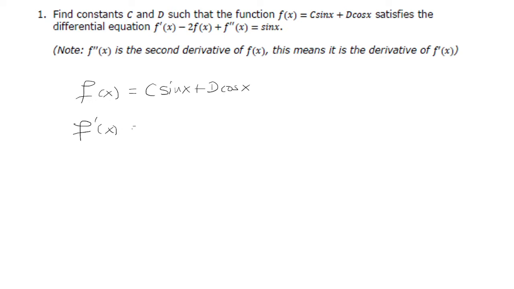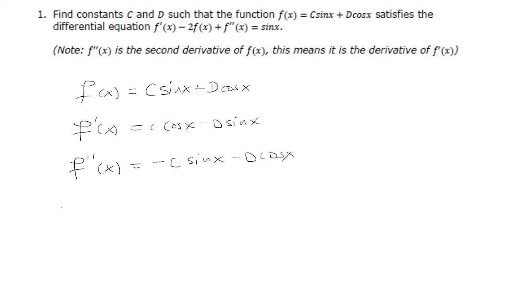of x will be c cosine of x minus d sine of x. And then the second derivative is negative c sine of x minus d cosine of x. Now we can plug it in.